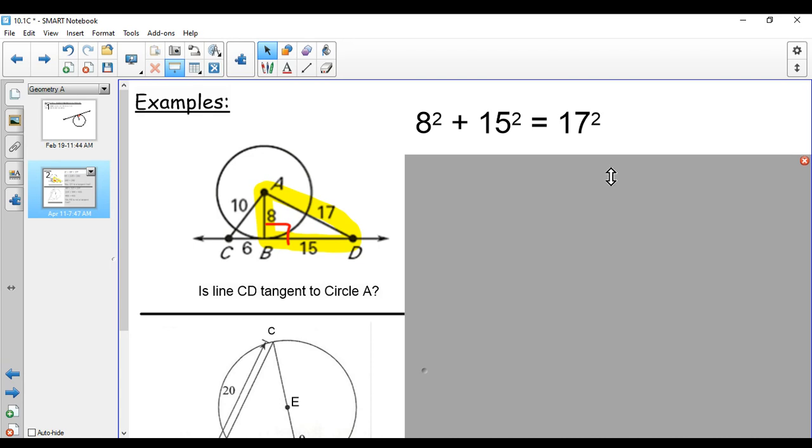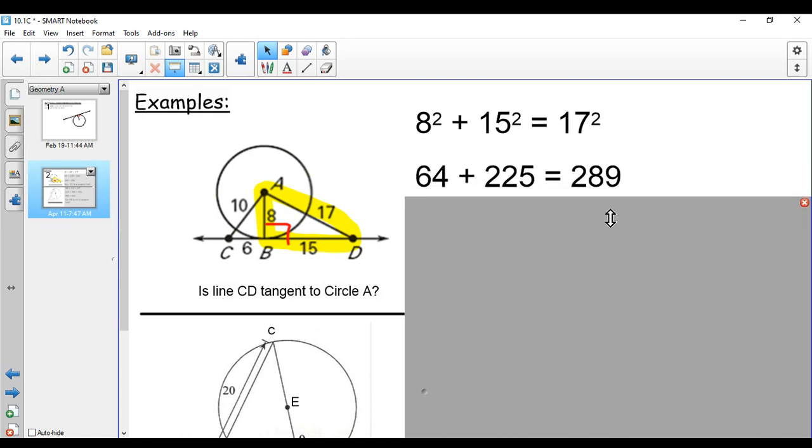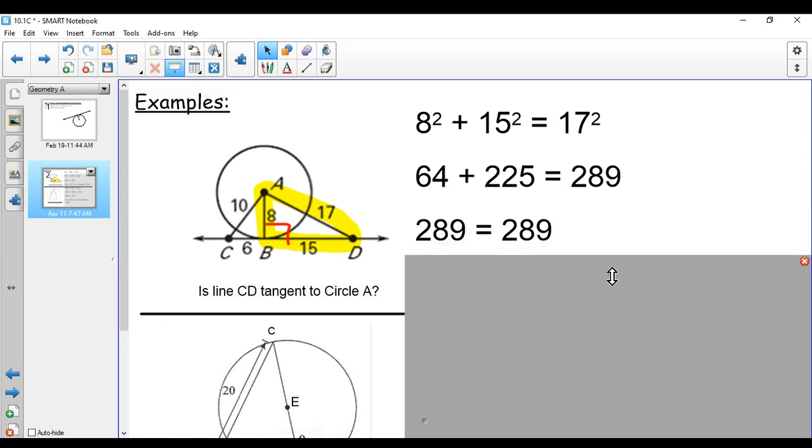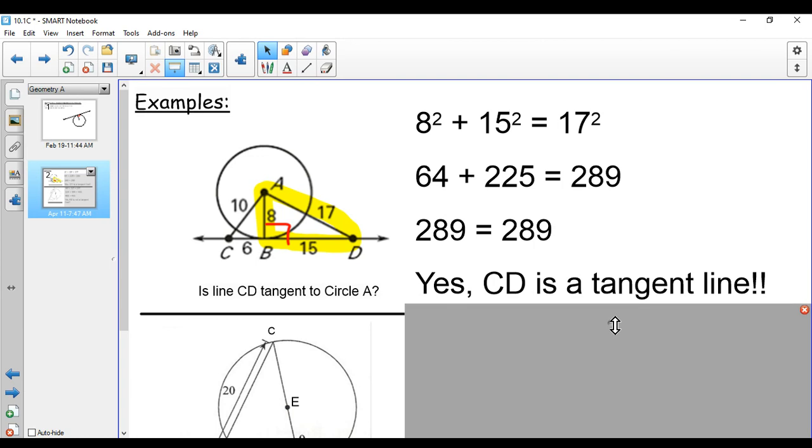So 8 squared is 64, 15 squared is 225, and 17 squared is 289. 64 plus 225 gives us 289. Obviously, those two things are equal, and that means that CD is, in fact, a tangent line. Okay, so it's a tangent line because we just showed that the Pythagorean theorem worked, which means it's a right triangle, which means that AB is actually perpendicular to CD.